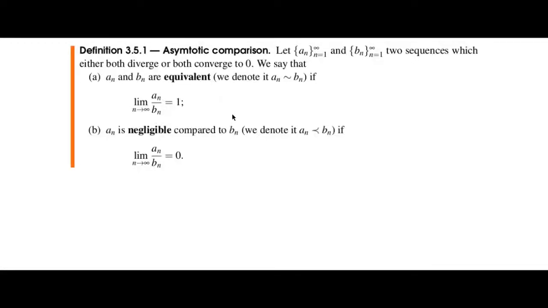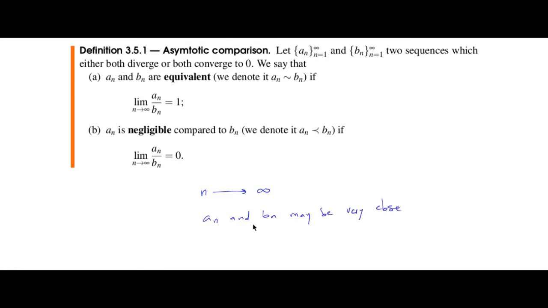So this is about asymptotic comparison of sequences. Sometimes, in order to solve indeterminations, just like the ones we saw in the video before, it's useful to compare how different sequences behave when n gets very large. When n is getting closer and closer to infinity, a sub n and b sub n may be very close.